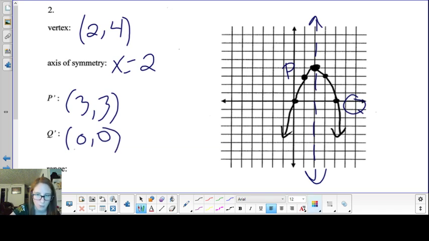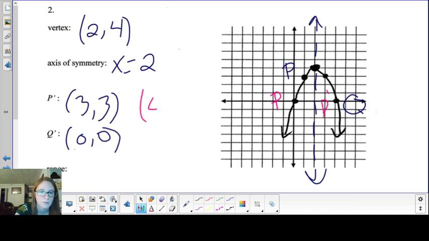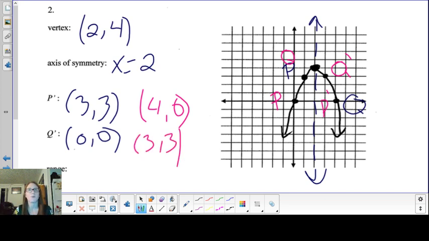Or, if I wanted to, say this was my P, and this was my P prime. Then my P prime would be at 4, 0. And say this guy was my Q, so this is my Q prime. Then that would be at 3, 3. Does that make sense? There's 4 different combinations you could really have here, depending on where you want to put your P and your Q. It doesn't matter which one. It just depends on whichever one you want to make it.